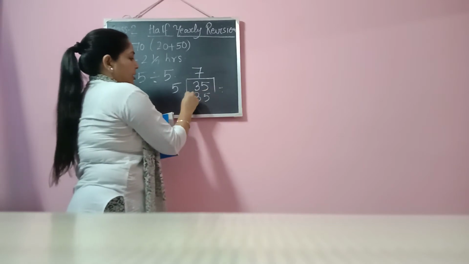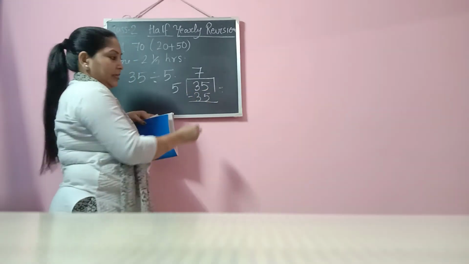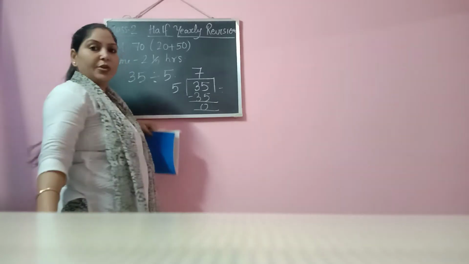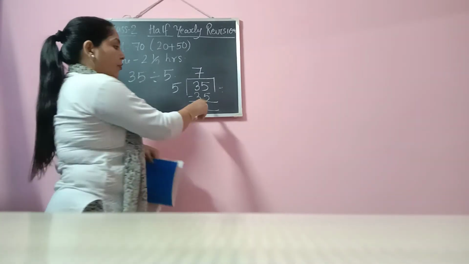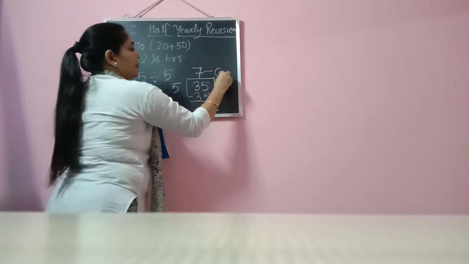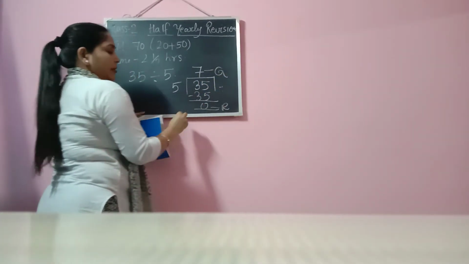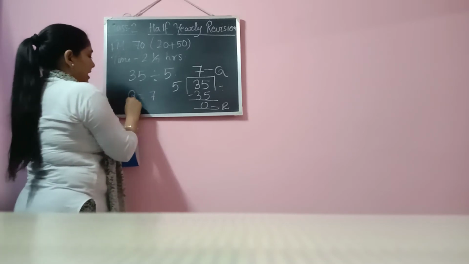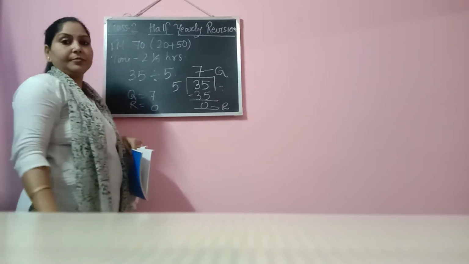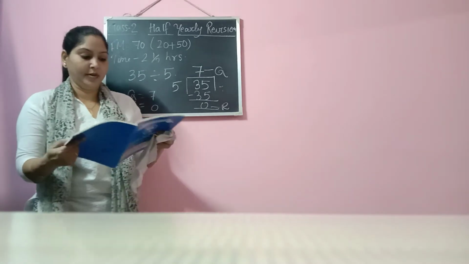I will be writing below 35, and then we will subtract. Now, after this, what you have to do? I have asked you to write the quotient and remainder. Now, over here you see this is the quotient and this one is the remainder. Okay, so you will write like this. Q is equal to 7 and R is equal to 0. In this way, you have to write.